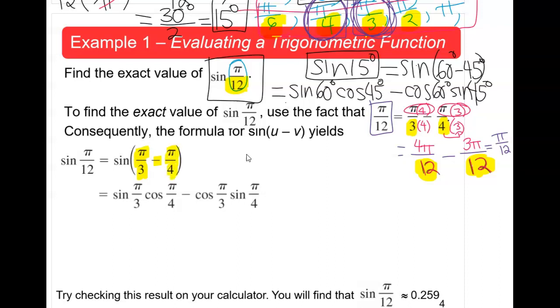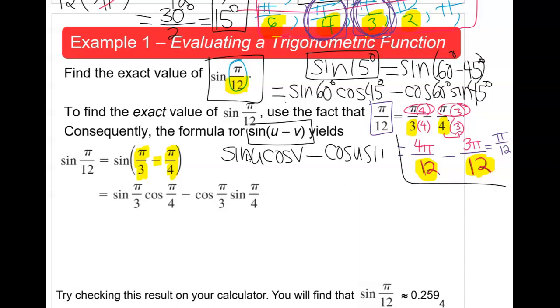So now that we know that, I'm going to go ahead and use the formula. Just write it down for you. So that one is going to be sine of the first angle times the cosine of the second angle, and then minus the cosine of the first angle times the sine of the second angle. And that's the formula. We have a minus here, so we will also have a minus there. And that, I believe, is formula number 2.